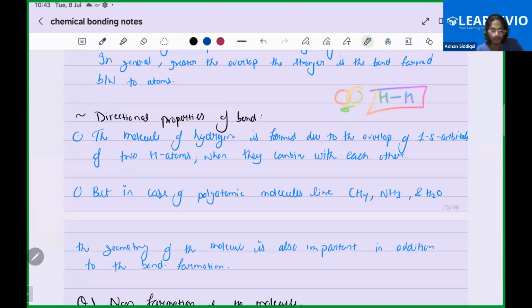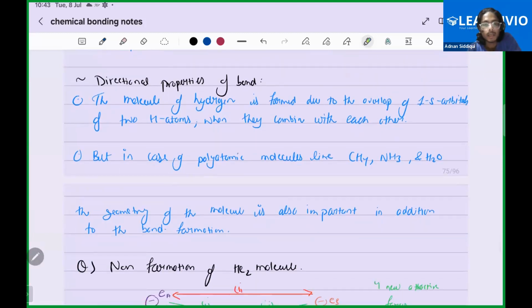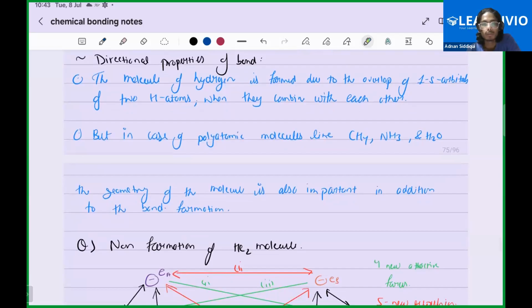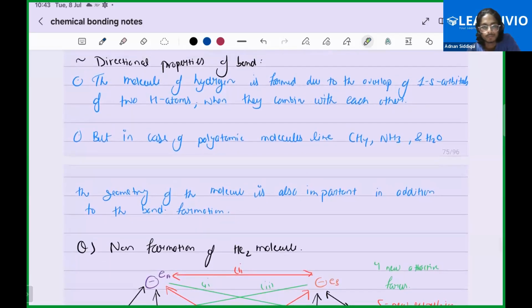The second point. In case of polyatomic molecules like CH4, NH3, and H2O, the geometry of the molecule is also important in addition to bond formation. This is what we mean by directional properties of a bond.